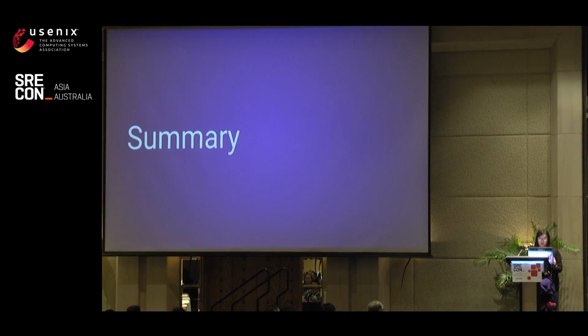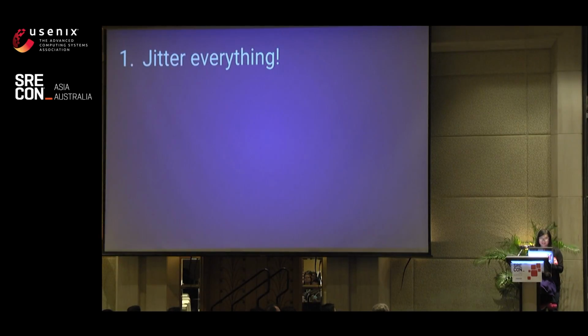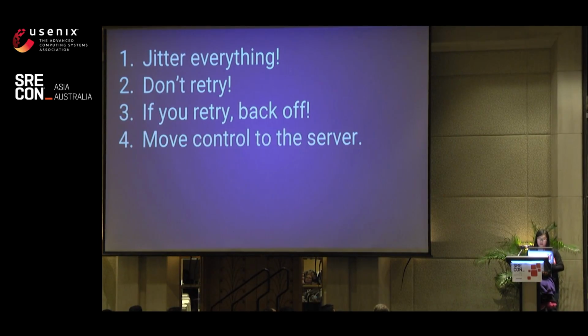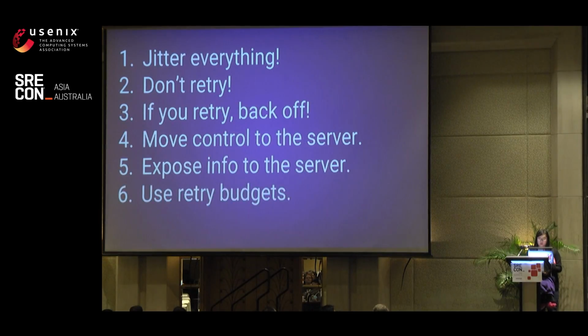So the summary of the entire talk is that we should jitter everything. Don't retry if you can. If you retry, back off. Don't always retry at the same time. Move control to the server. Expose information to the server that would help them with debugging. Use retry budgets in the microservices world, and use adaptive throttling if you can.